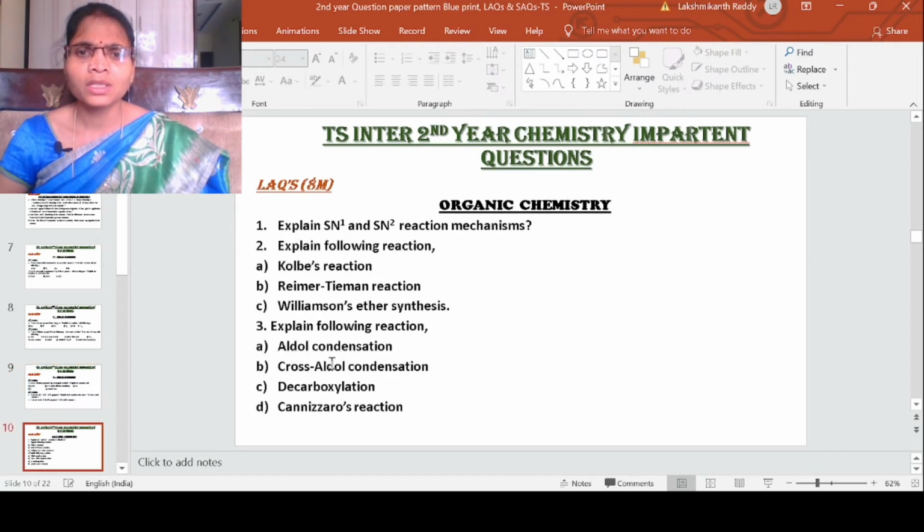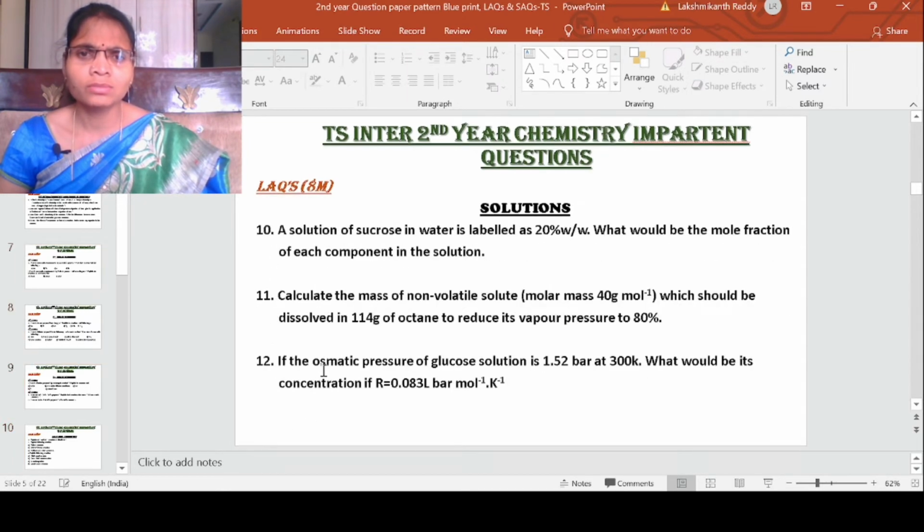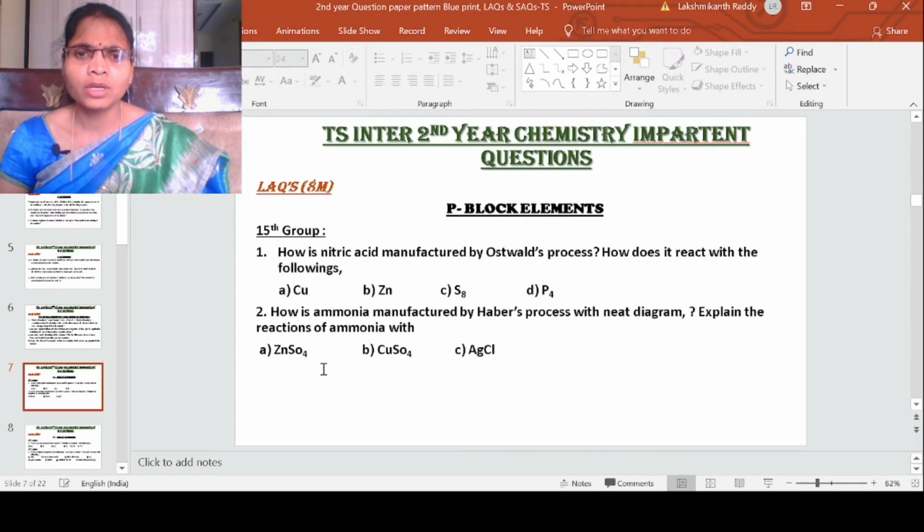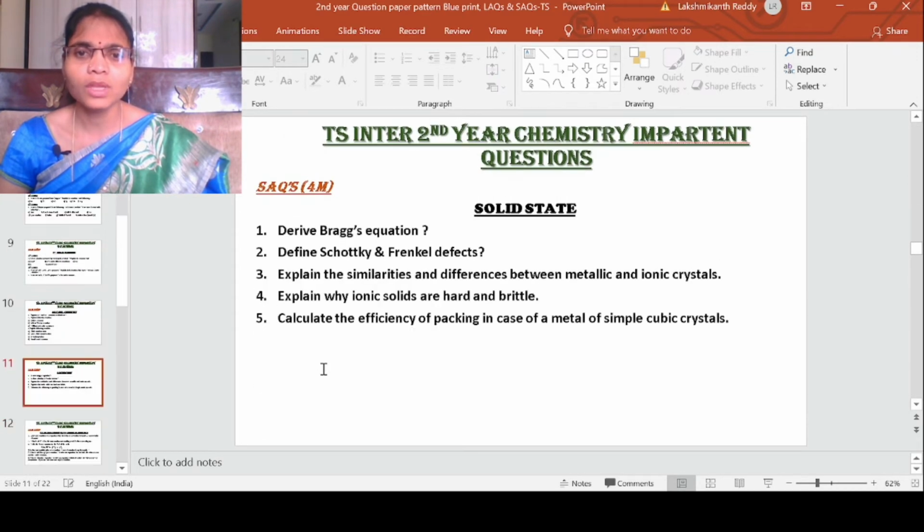The next chapter, organic chemistry. We can expect SN1 and SN2 reaction mechanisms, or Reimer-Tiemann, Kolbe's, Williamson synthesis, or a third question: aldol condensation, cross aldol, decarboxylation, Cannizzaro reaction. So these are the expected questions from solutions, electrochemistry, chemical kinetics, P block elements, and organic chemistry.